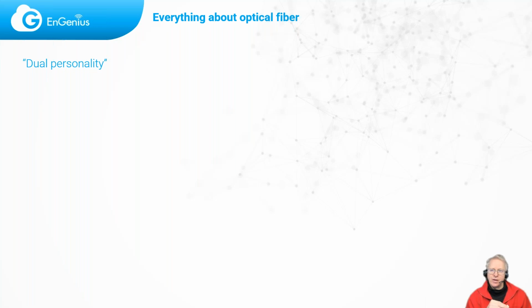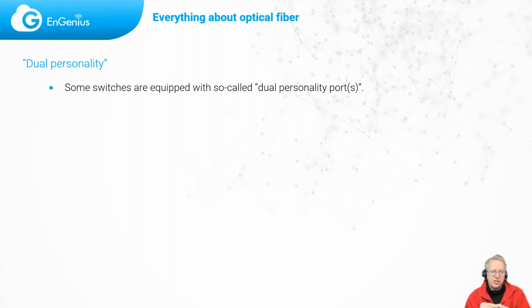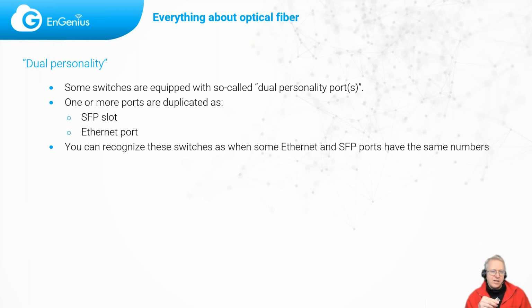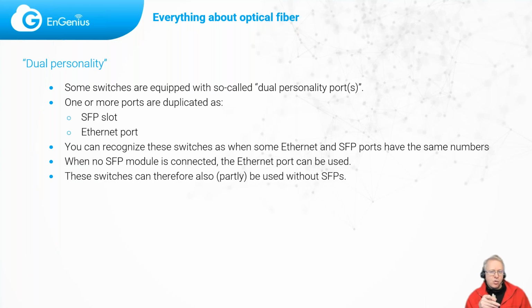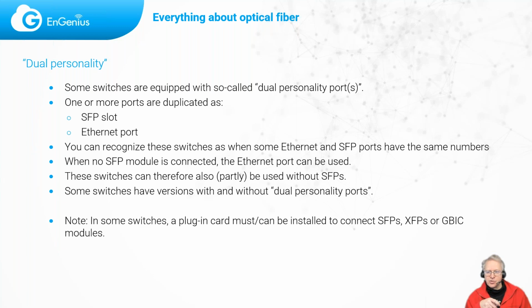Then in the switches, we might have switches that have dual personality ports. These ports are the same ports, a duplicated SFP port and Ethernet port, but you can only use one. You can recognize these by them having the same numbers. When no SFP module is connected, you can use the Ethernet port. So these switches can also partly be used without SFPs. Some switches have versions with and without dual personality ports. I don't think EnGenius has any of these. They're all either SFP or Ethernet, so always different numbers.